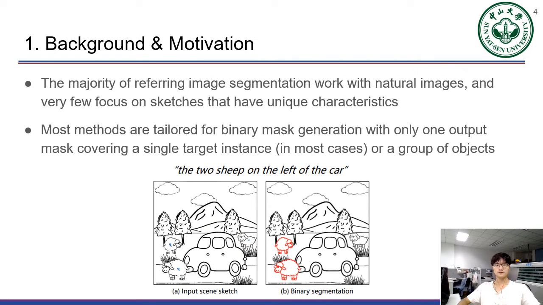The majority of reference image segmentation work with natural images, and very few focus on sketches that have unique characteristics. For example, when the input image is A and the expression is "the two sheep on the left of the car", most methods are tailored for binary mask generation with only one output mask covering a single target instance or a group of objects like B.